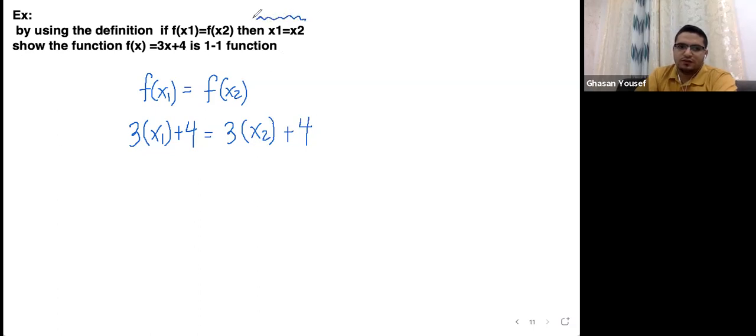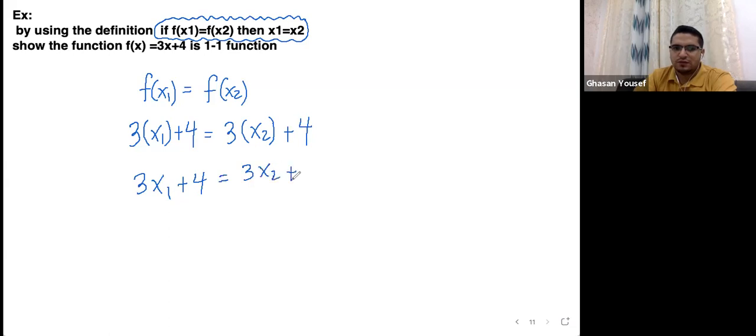So just use this definition. It's not hard. Just use this definition to check the function is one-to-one. We plug x1 inside the function, you get this. We plug x2 inside the function, you get this. Now let's simplify the left side and right side. Here we have 3x1 plus 4 equal 3x2 plus 4.